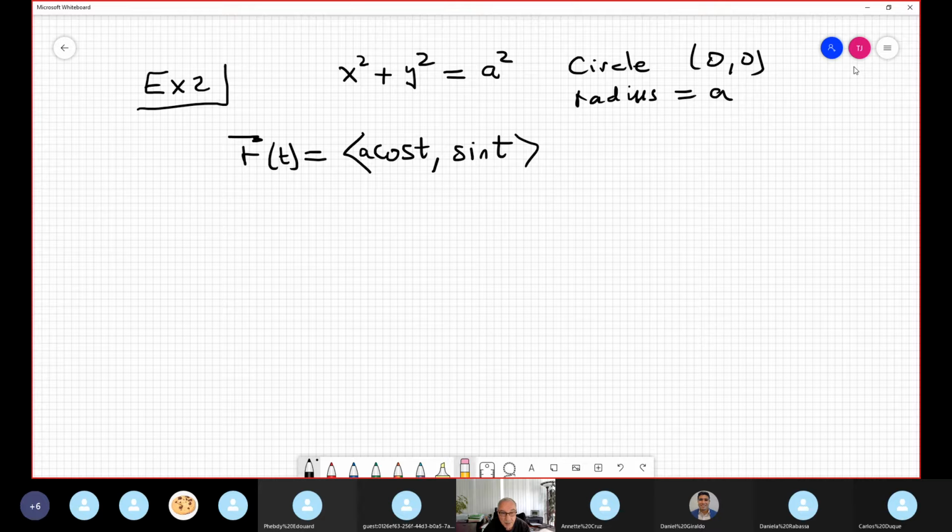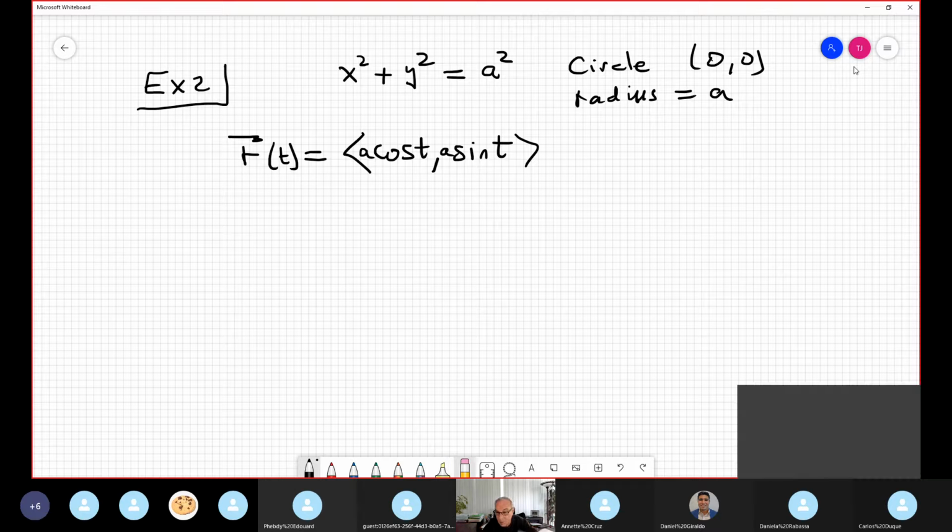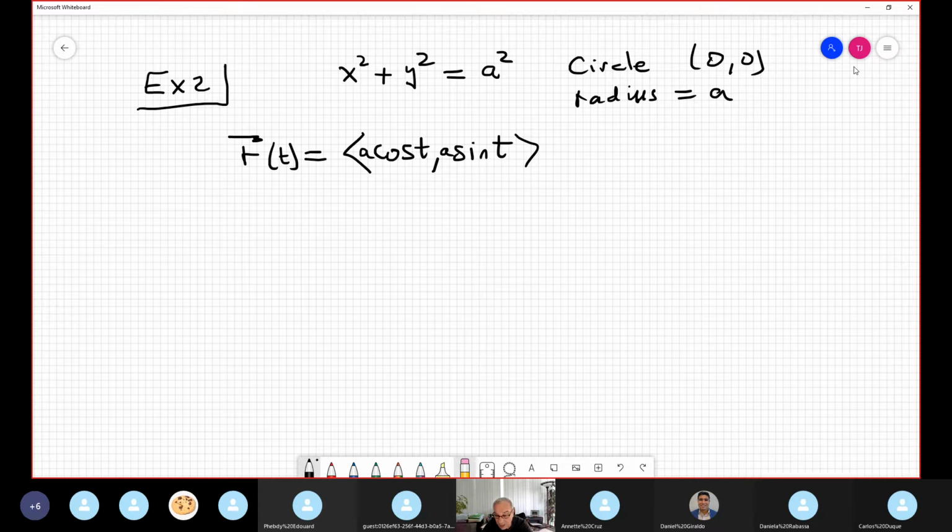Pero a, que es el radio. This idea is clear, yes or no? Because maybe I'm doing too fast, no? It's clear or no? Okay, I explain in detail. What means the parameterization, I explained last class. You define that x is equal a cosine t and y is equal a sine t.